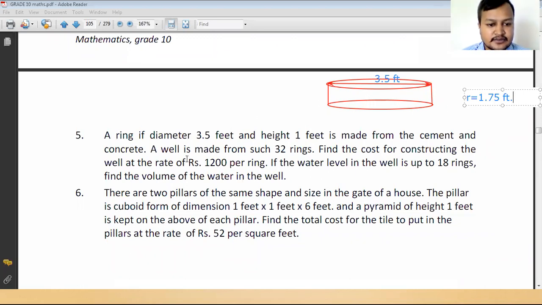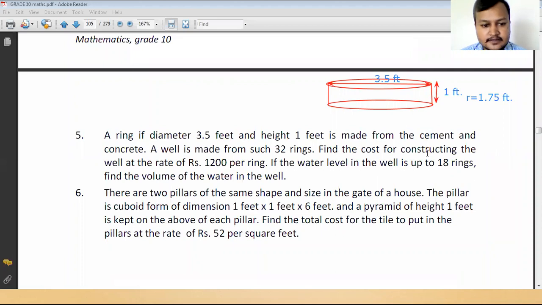And how many rings are used there? 32 rings. And height of one ring is 1 feet. इसको height दिएको छ, that is 1 feet. If 32 rings are given, what is the height of well? So इनारको height कति हुने बता? 32 feet, isn't it?